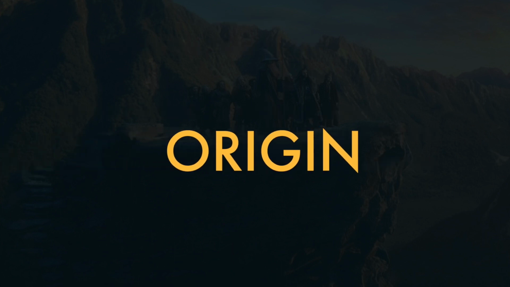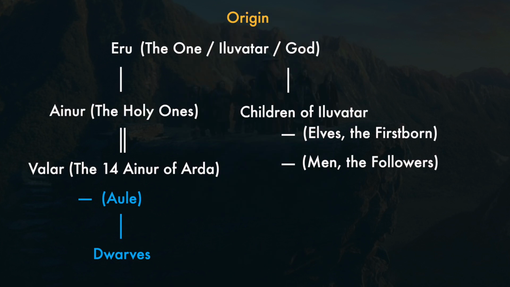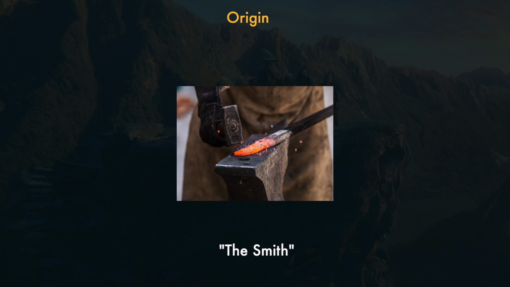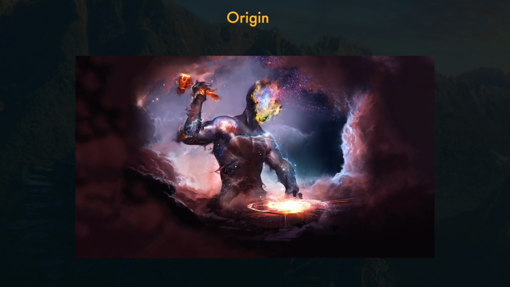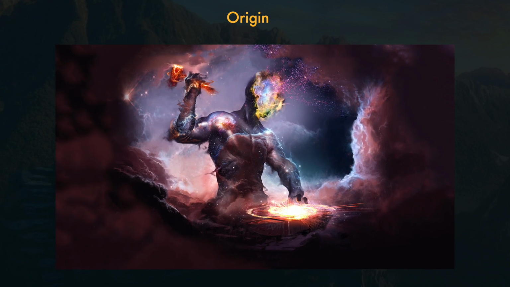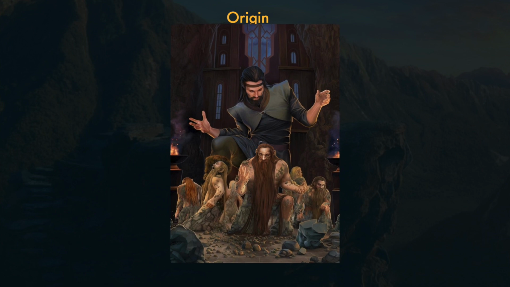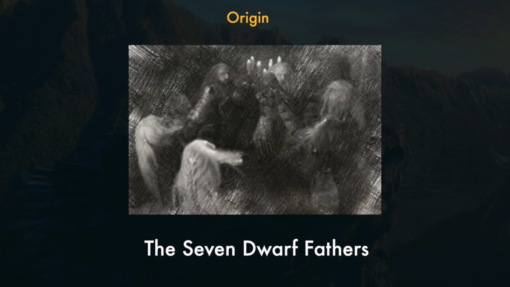Coming to the origin now, Aulë, a Vala, out of impatience for the children of Ilúvatar, created the dwarves. Aulë, meaning invention, was titled the Smith because of his skills in craftsmanship. So he could not wait for the emergence of elves and men and thus created his own pupils, the dwarves, to teach them his crafts. Therefore he secretly created first the 7 fathers of the dwarves in a hall under the mountains of Middle-Earth.